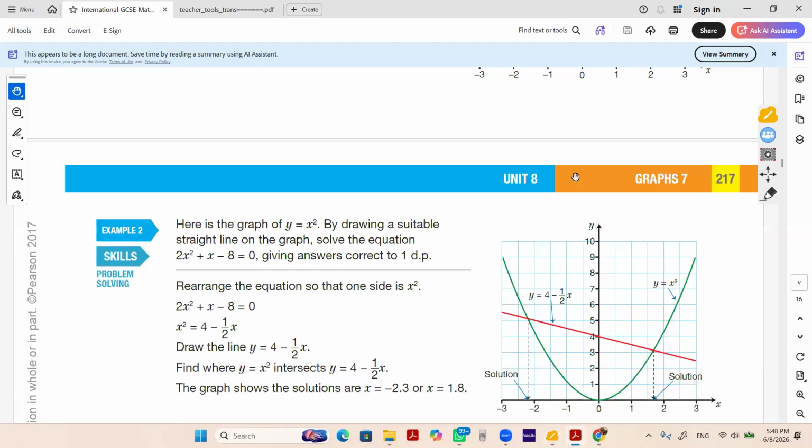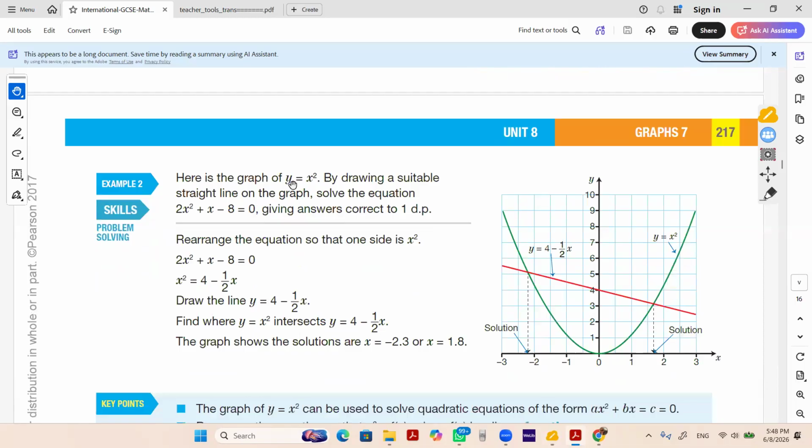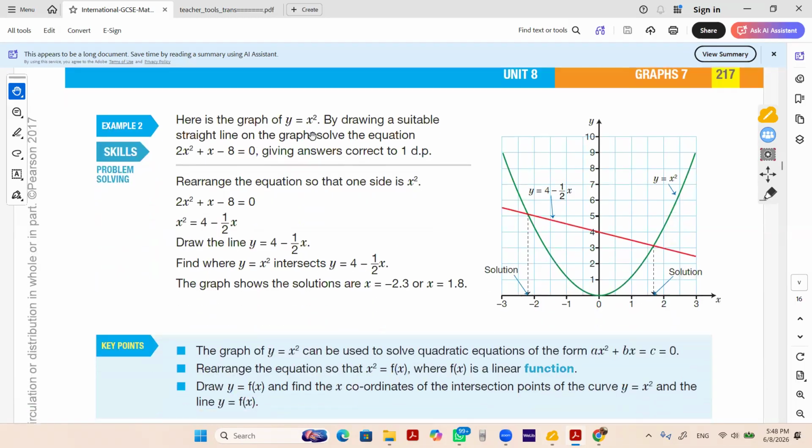Another one. y equals x squared. By drawing a suitable straight line on the graph, solve the equation 2x squared plus x minus 8. By the same way, how can we do it?